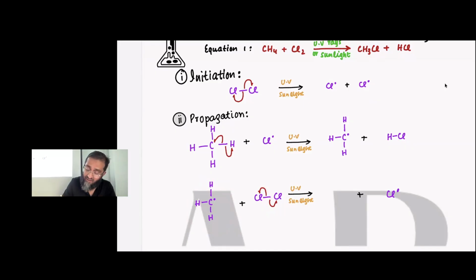So over here, I'm going to show this one with one chlorine. Is this clear? Okay. But why am I calling these two stages propagation? Because at the end, we are getting a radical. So that's why it is propagation.